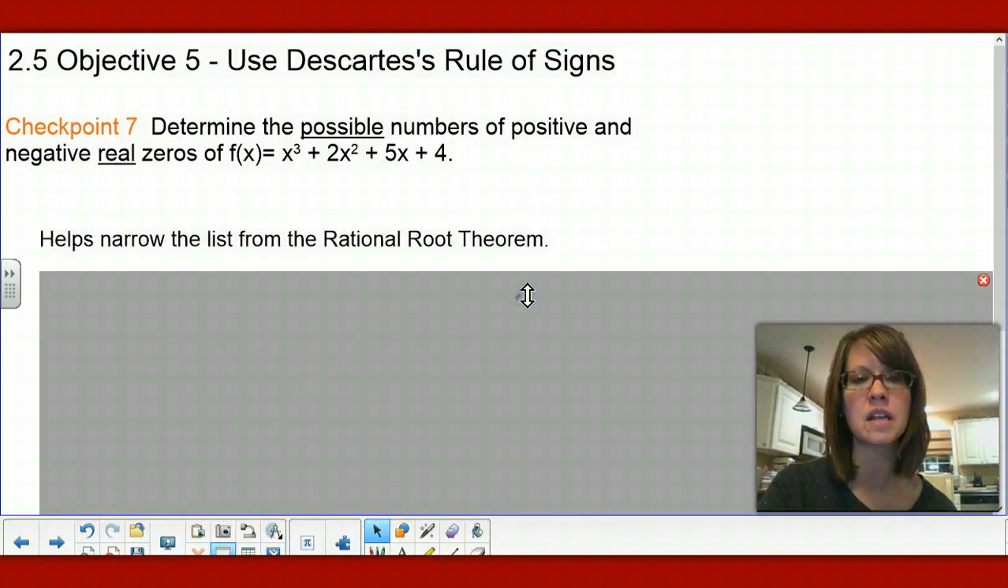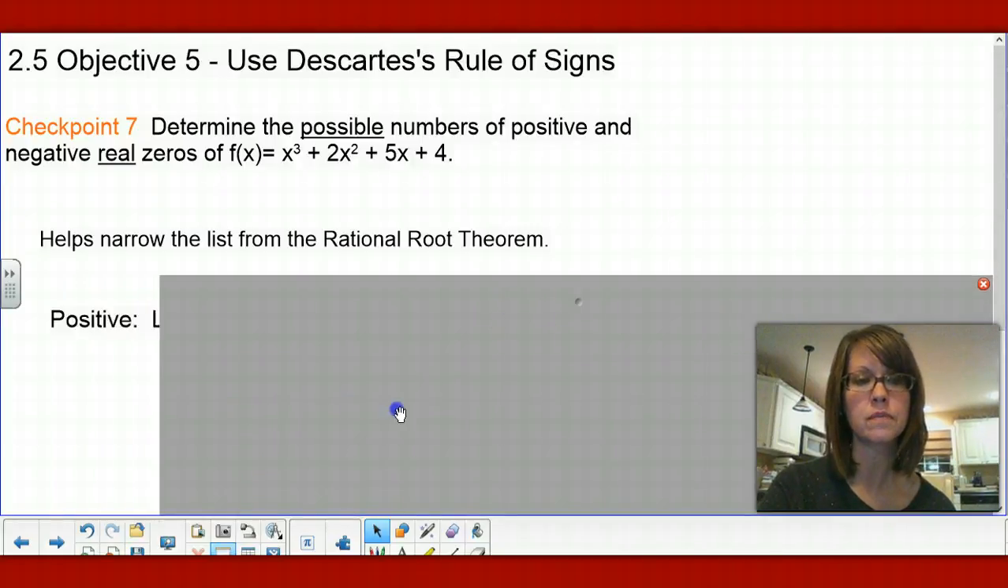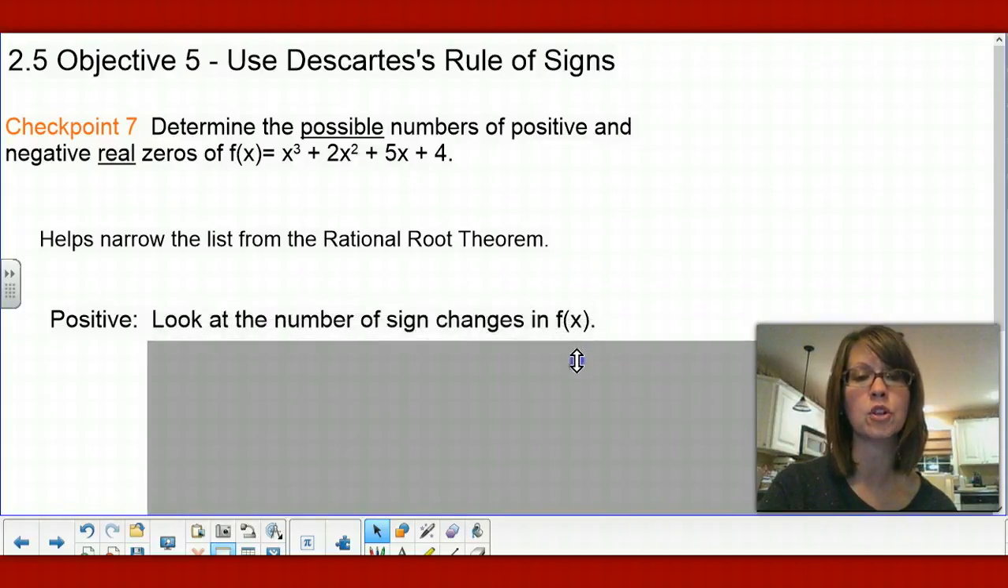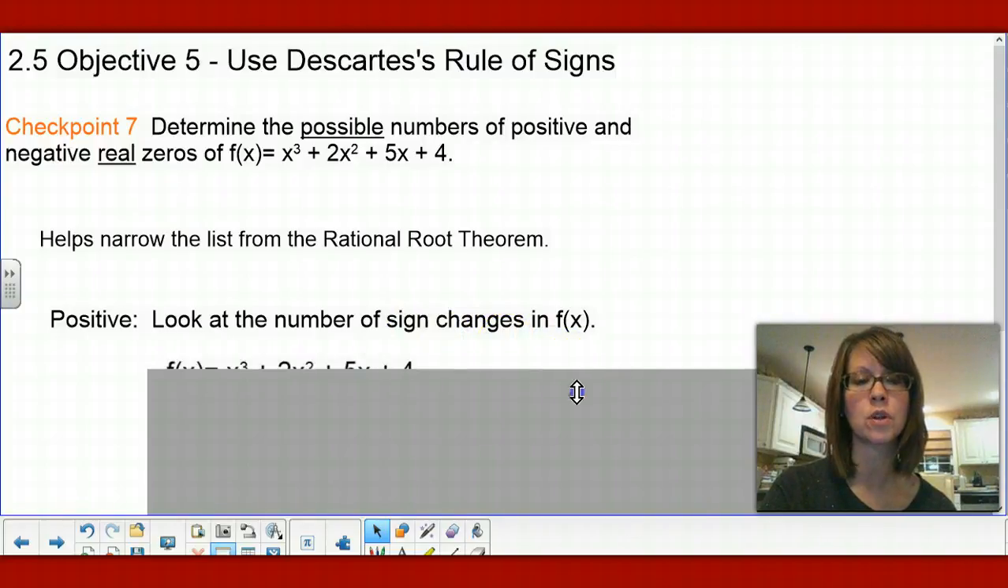It helps us narrow the list from the rational zero theorem. So that's helpful. Before I go testing, I always consult my Descartes' rule of signs to help me narrow that list before I run off and test something that I didn't need to test. I'll show you what I mean. So what we do for the positive is we look at the f of x that was given, and we look for the number of sign changes. This is what it looks like.